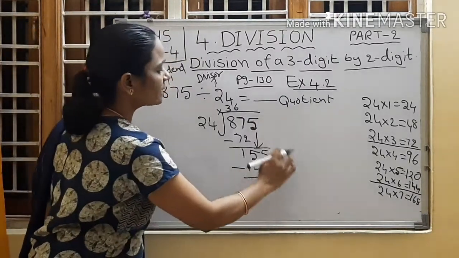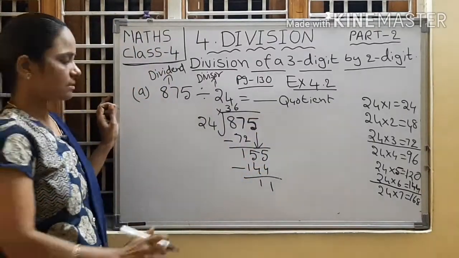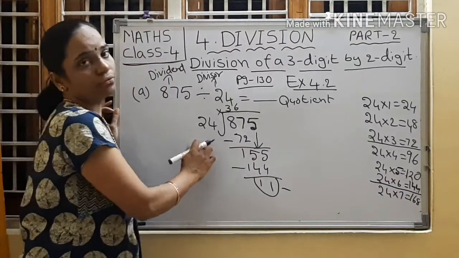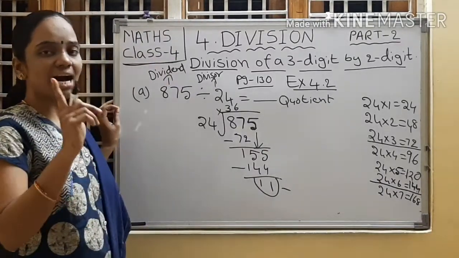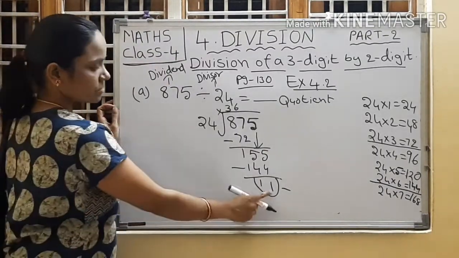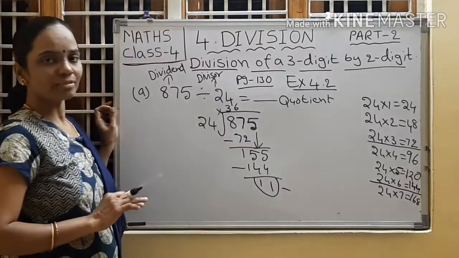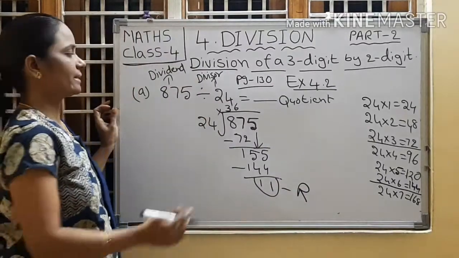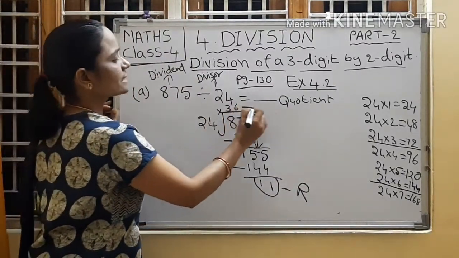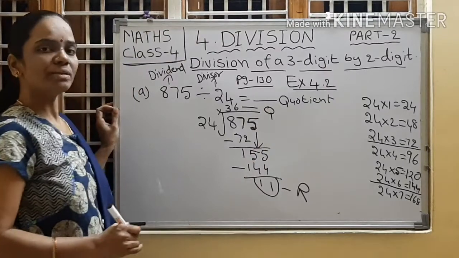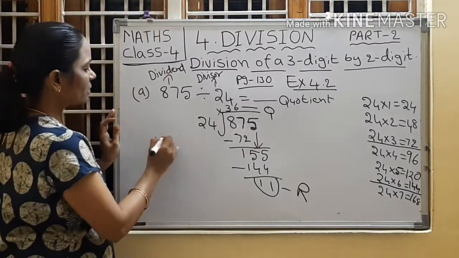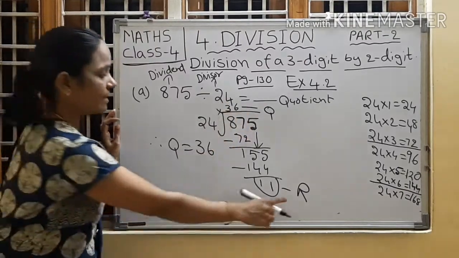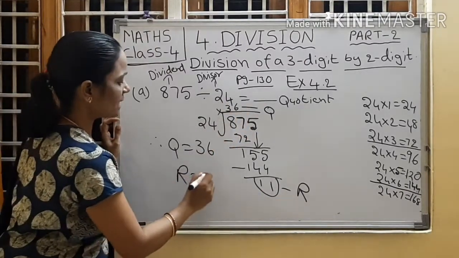Now here after 5 we don't have digits. So 11 is the remainder, which is smaller than 24. We know that the remainder is always less than the divisor. So 24 will not divide the smaller number. So 11 is the remainder. R means remainder. What is the quotient? 36 is the quotient. Q means quotient. Therefore, write down Q is equal to 36, remainder R is equal to 11.